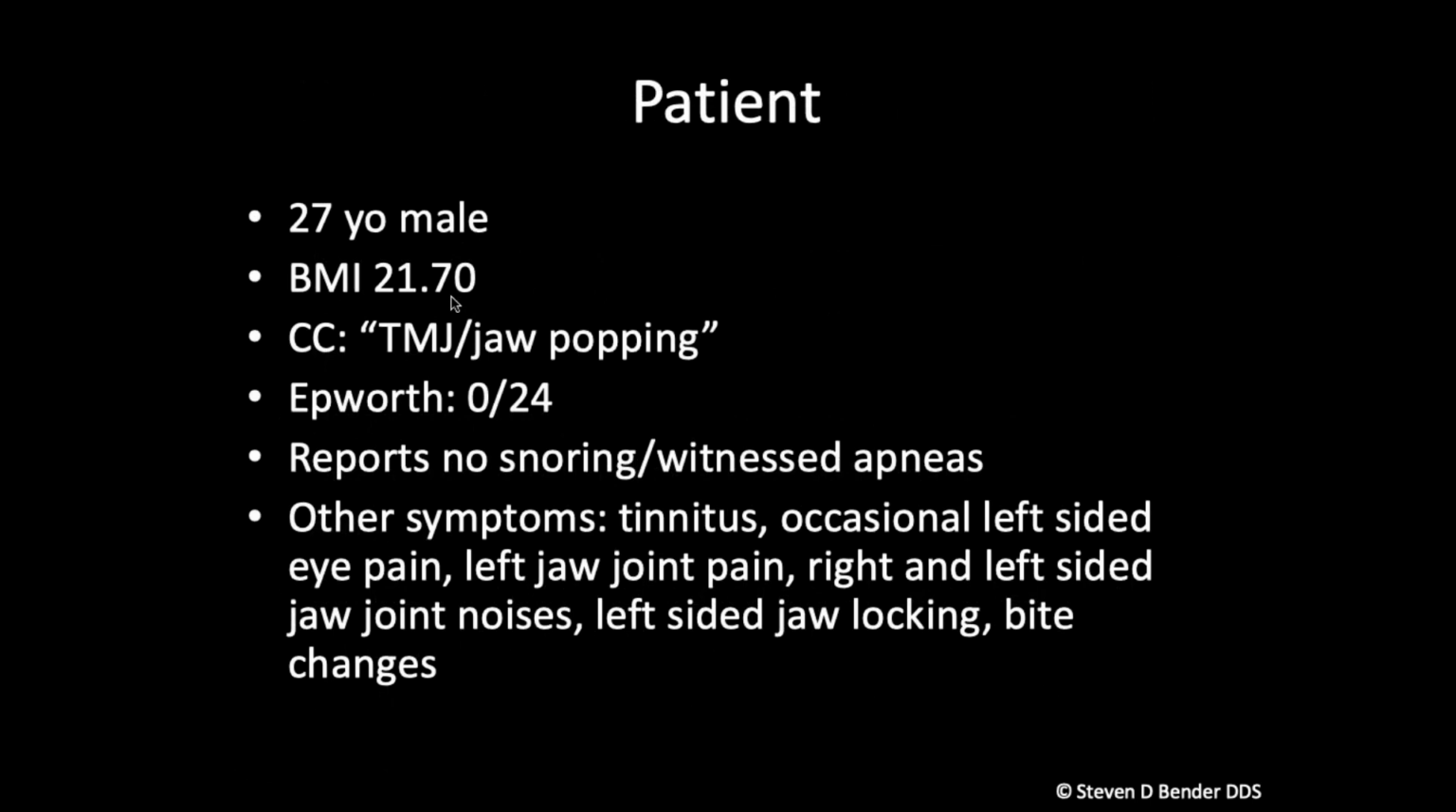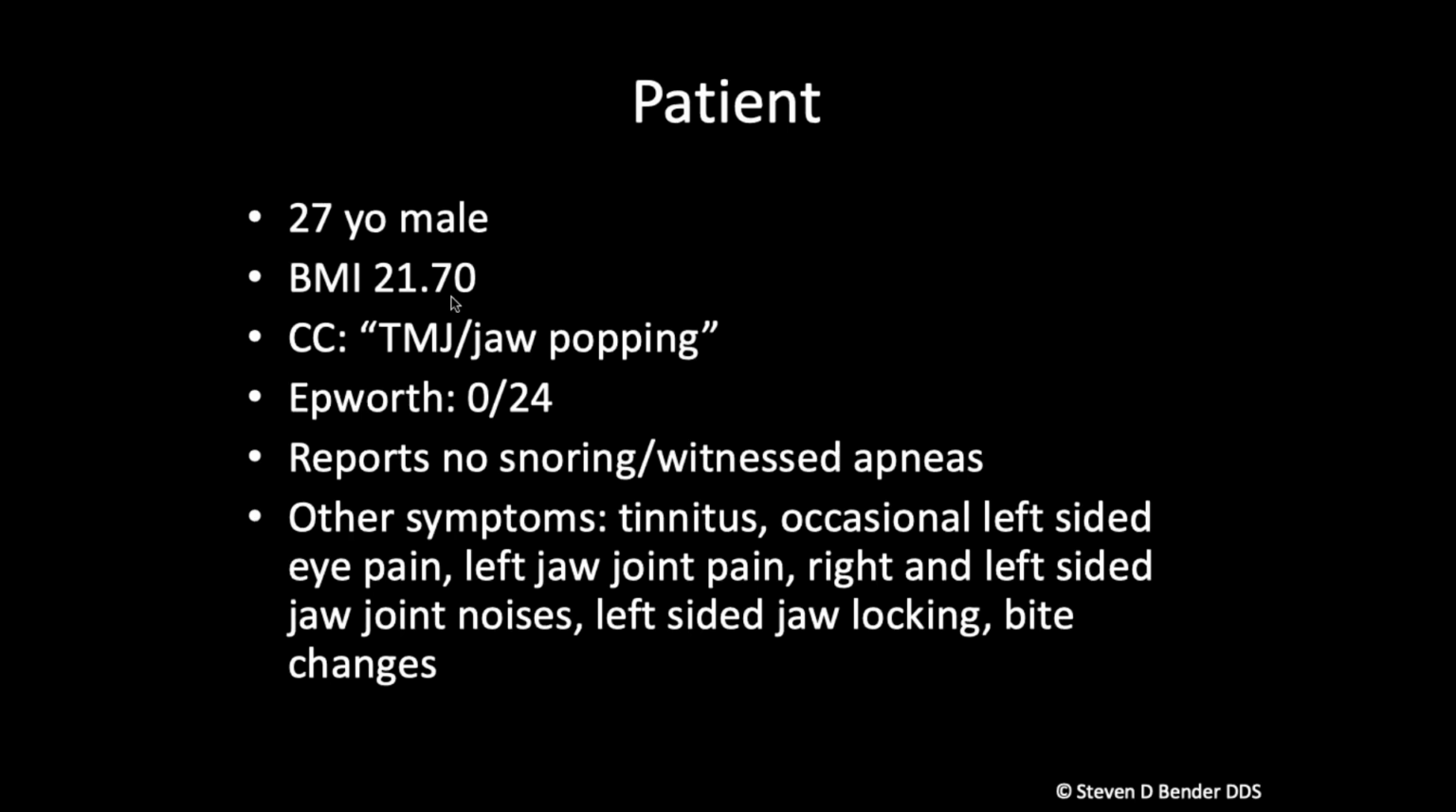So again, back to another patient. This was a 27-year-old male, very fit, very healthy, kind of one of those extreme athlete type guys, BMI 21.7. His chief complaint was that his jaw popped, and he had what he called TMJ. Epworth 0 out of 24. And a lot of your patients will be like this. They'll say, I have all the energy in the world. I can't have a sleep problem. So we can't take just one parameter to make our assessment.